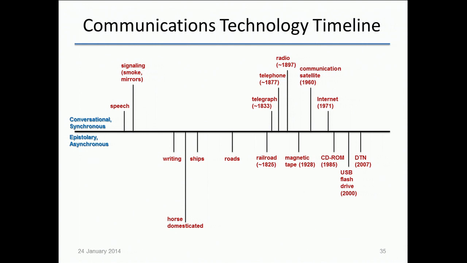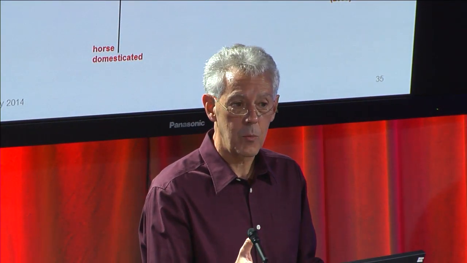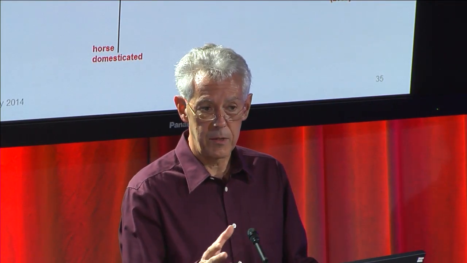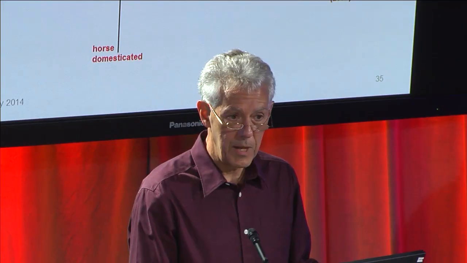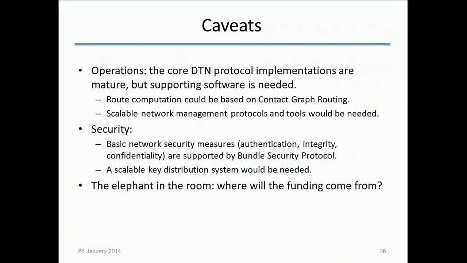The pendulum swings back and forth. We need both styles of communication. And I think that a lot of the things that we do on the internet right now would be perfectly fine in a delay-tolerant network along the lines of the infrastructure I've been talking about. So a couple of quick caveats. The core protocol implementations for DTN I think are pretty mature. We're using them on space station, as we were hearing earlier.